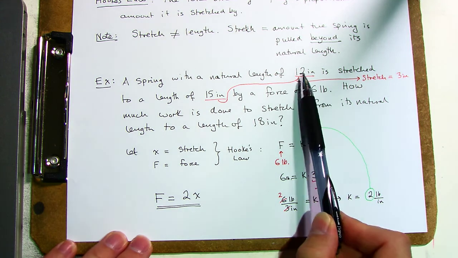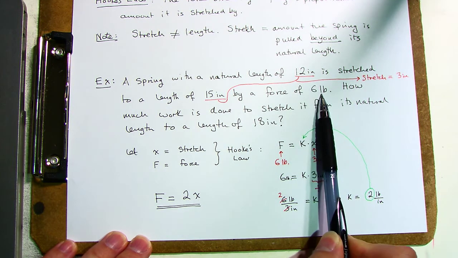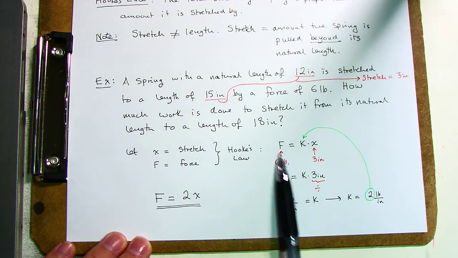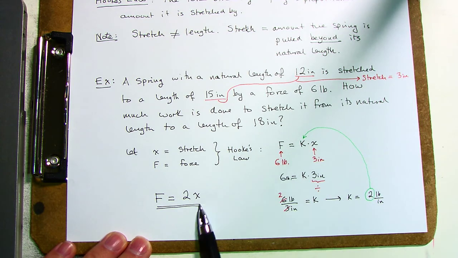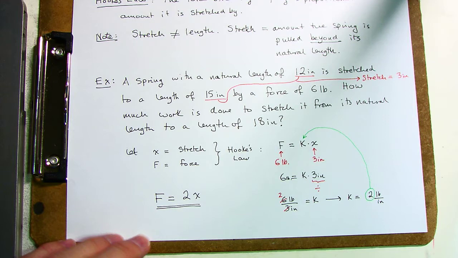They gave us enough information here. We knew it stretched by 3 inches with a 6-pound force. Therefore, we can figure out what the k is for this force-stretch relationship. F must be 2x. Now, the calculus part of the problem.